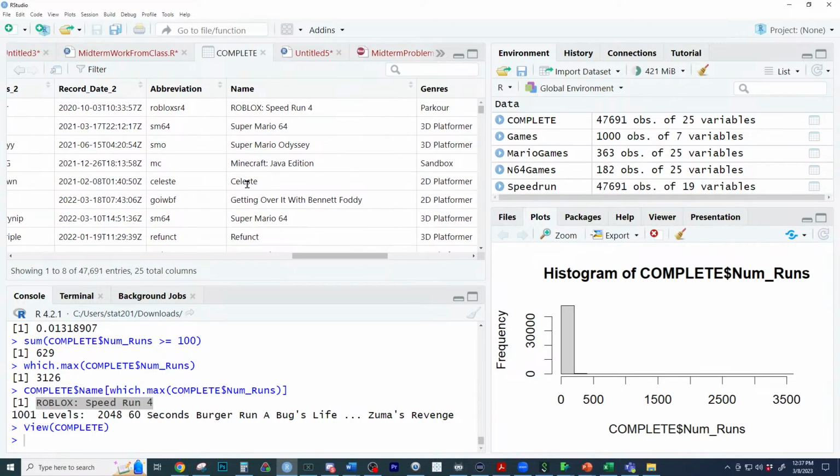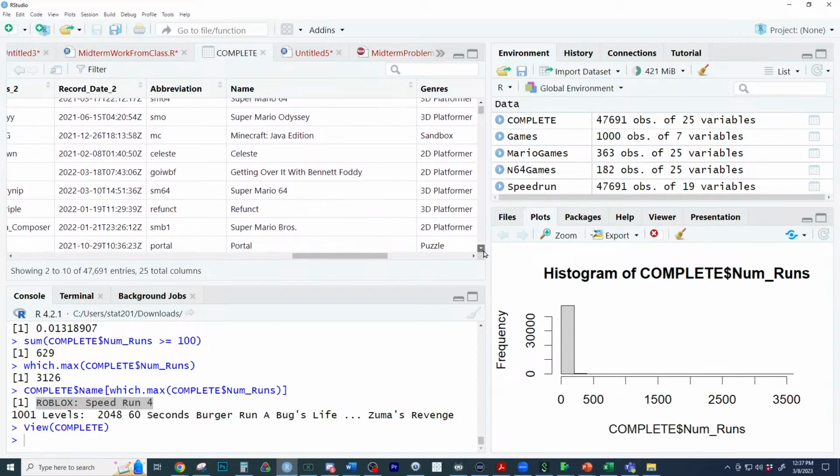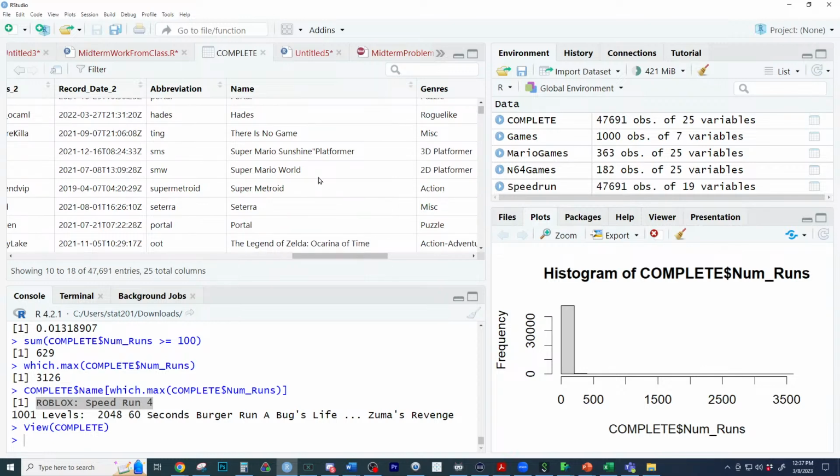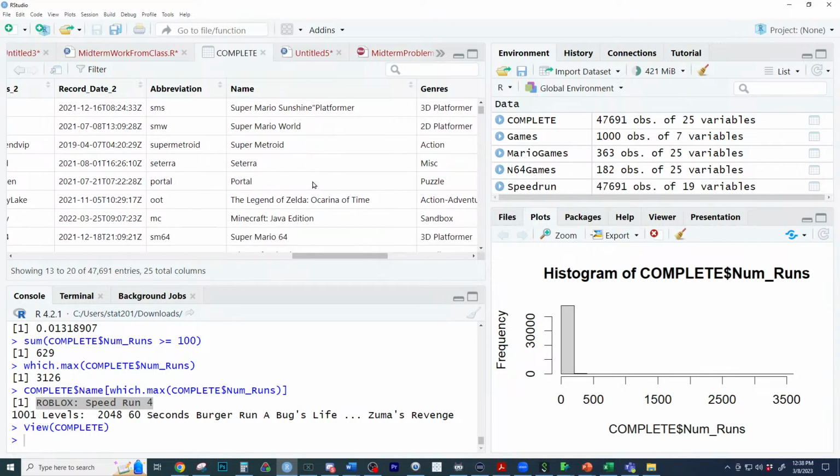Look at that. Celeste is super popular, Getting Over It with Bennett Foddy. Mario 64, Refunked, I don't know what that is. Minecraft Java, so we got some Minecraft on here. 64 and Odyssey are next, but Roblox is number one. Super Mario, Portal, Hades, gotta love Hades, and Celeste. There is no game, I don't know that one. Super Mario Sunshine, Platformer, Super Mario World, Super Metroid, Soteria, I think I've heard of that.